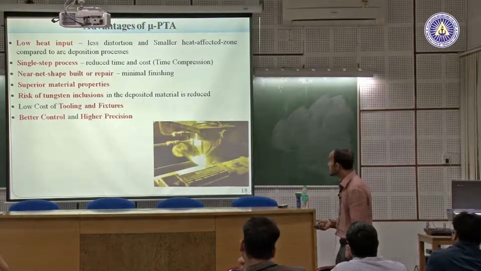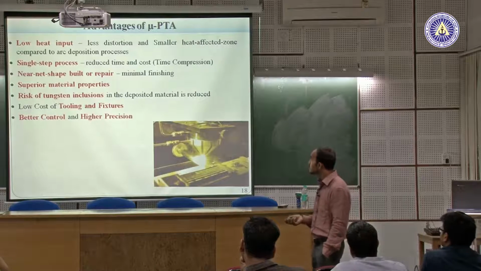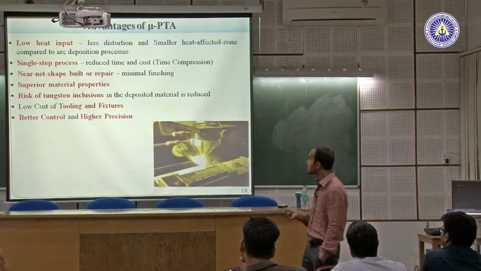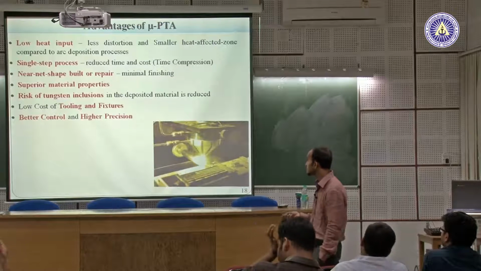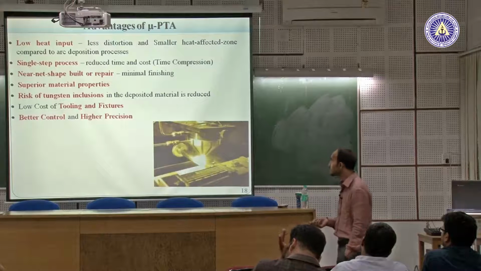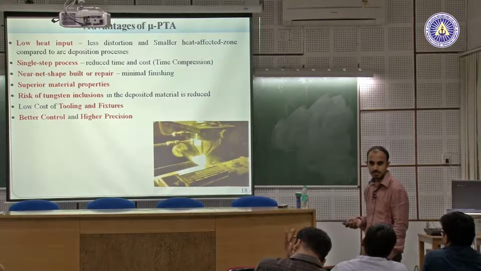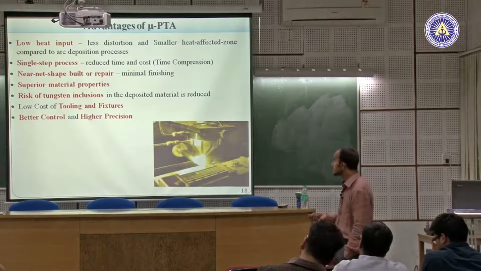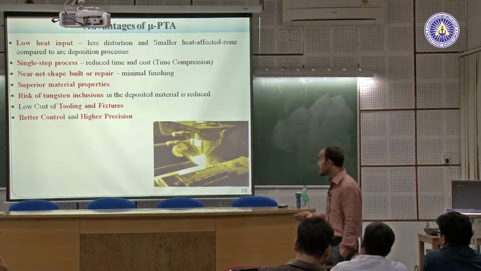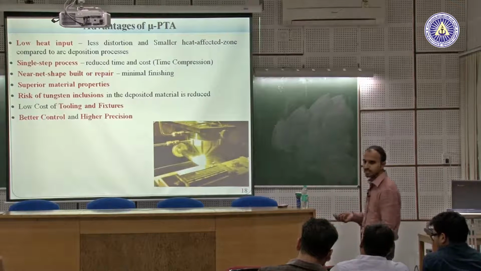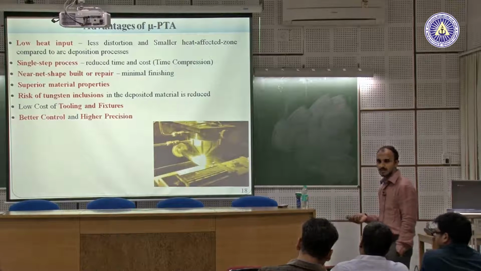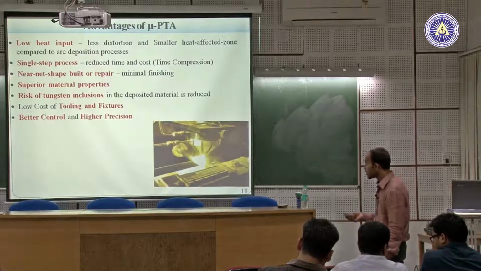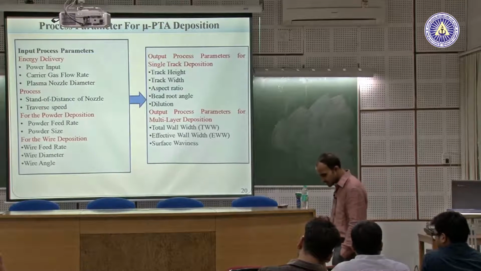These are the different advantages of micro PTA. It has very low heat input. It is a single step process, so we reduce the time. It gives very near net shapes, so we don't require that much machining. It gives superior material, it reduces the risk of tungsten inclusion, and it also reduces the tooling and fixturing cost generally required in conventional manufacturing systems, with better control and higher precision.